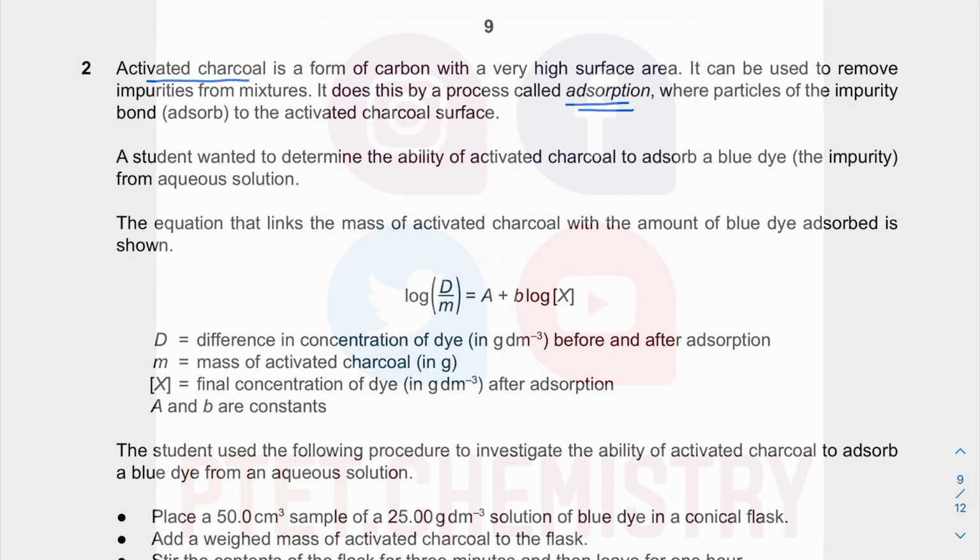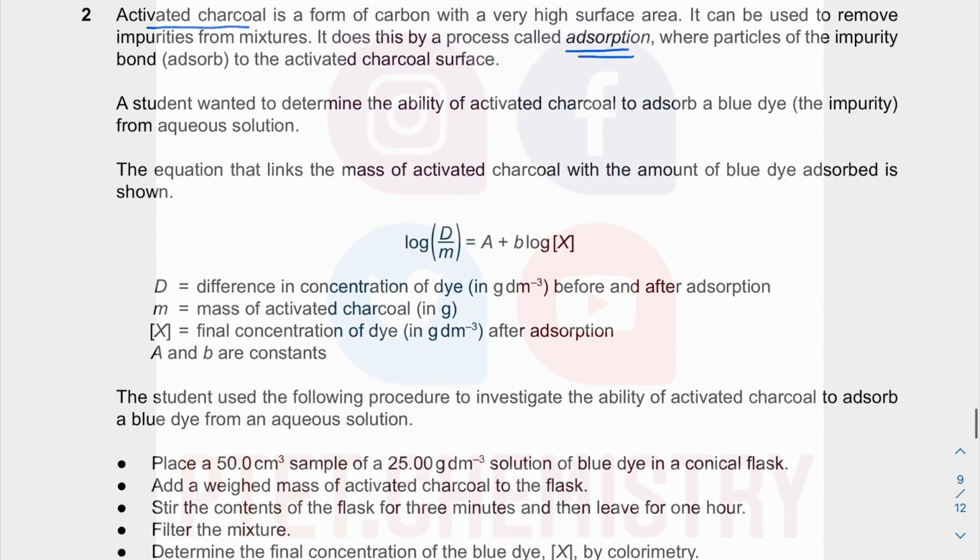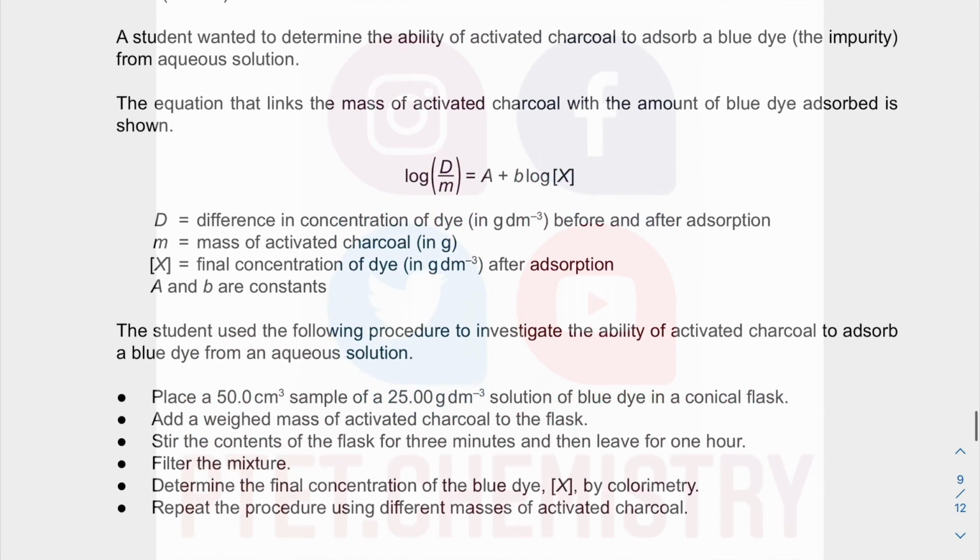Okay, so this is done through bonding to the surface. You want to determine the ability of the activated charcoal to adsorb a blue dye from aqueous solution. You are given this equation. So this looks like y equals mx plus c to me. In fact, I think it is y equals mx plus c, because that is your y.